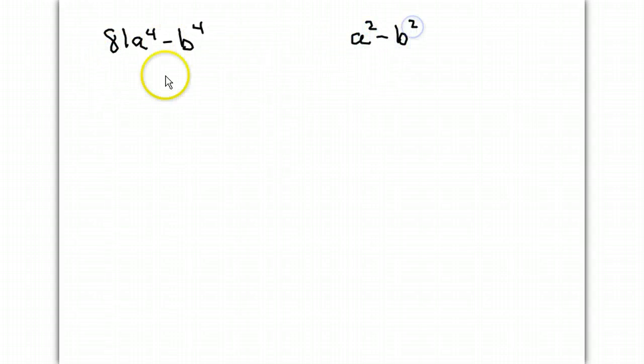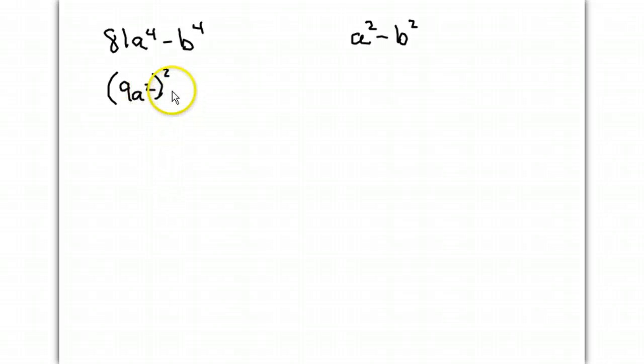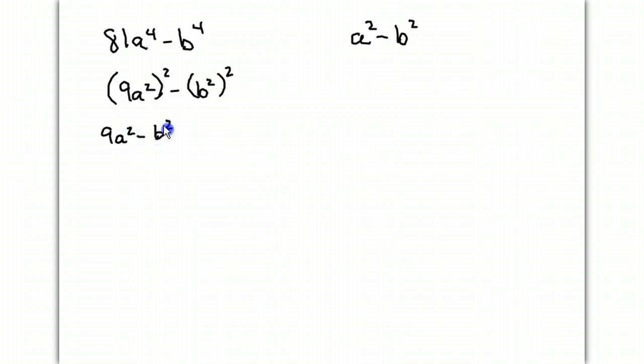So let's say we have 81 a to the 4th minus b to the 4th. Well, I have to make this look like the formula a squared minus b squared. So I can make 81 a to the 4th into 9a squared squared, because 9 squared is 81, and a squared squared is a to the 4th, minus b squared squared. So this looks like the formula. So I can write it as 9a squared minus b squared times a 9a squared plus b squared.